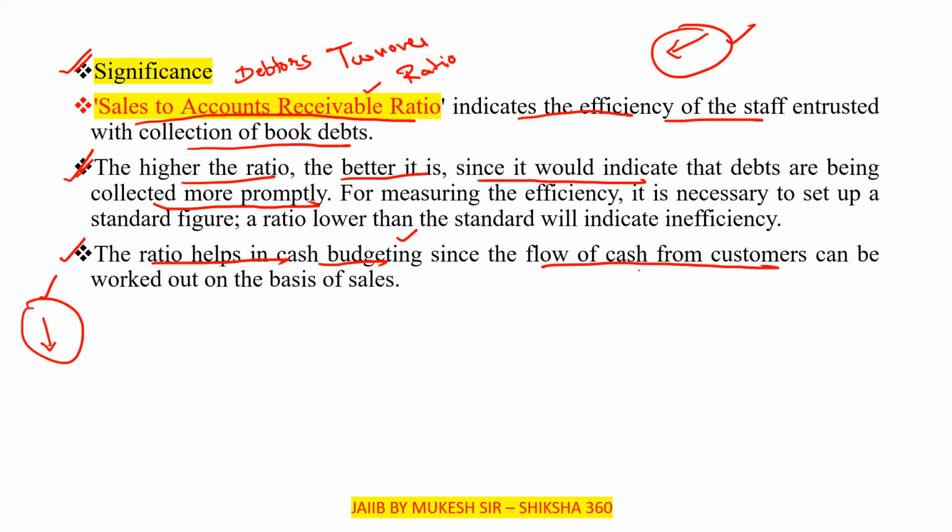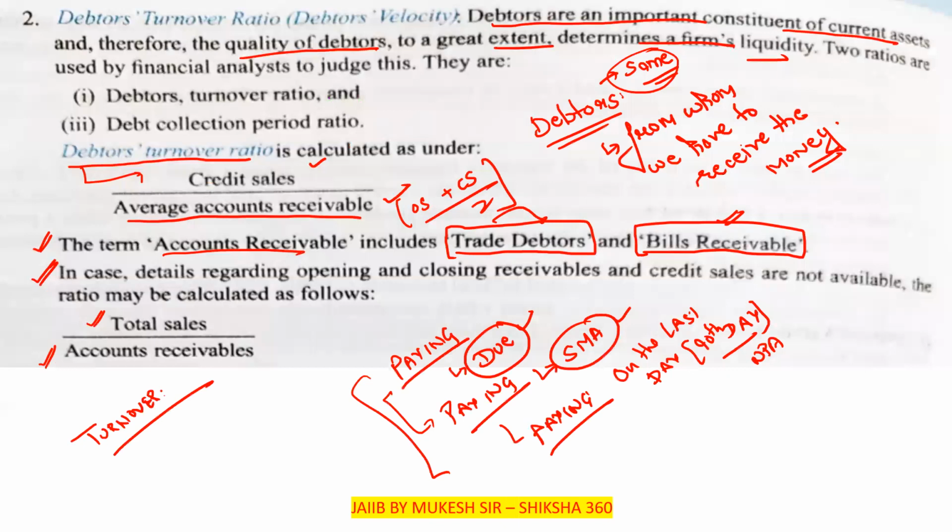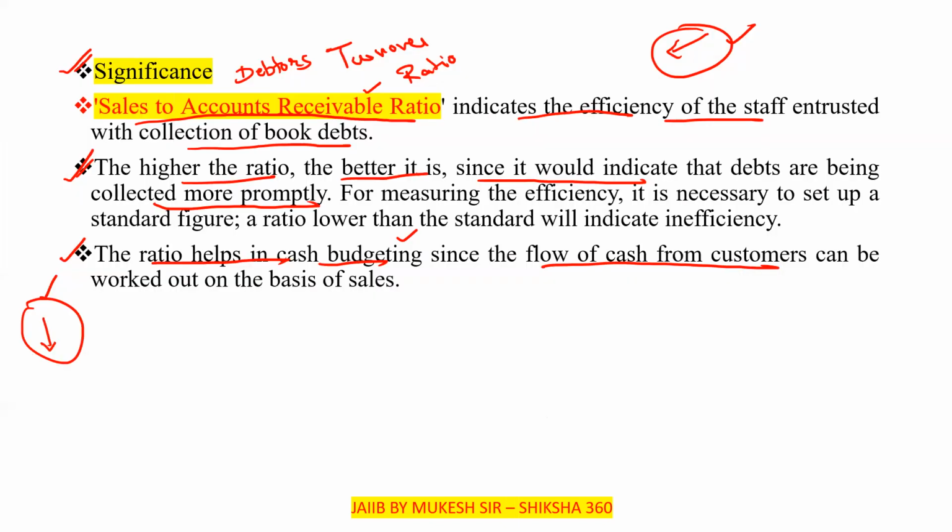The ratio helps in cash budgeting, since the flow of cash from the customers can be worked out on the basis of sales. So that is regarding the debtors turnover ratio.